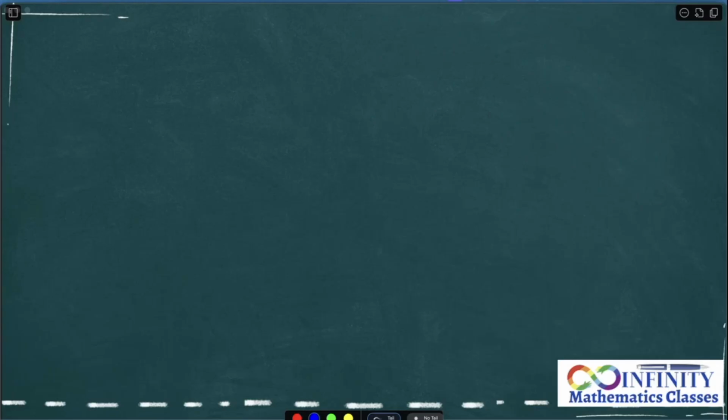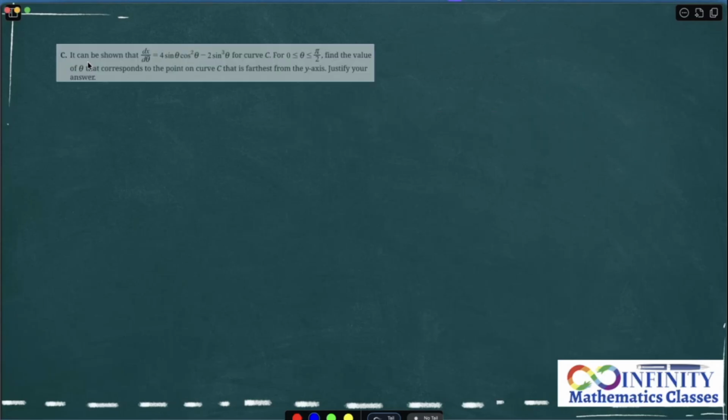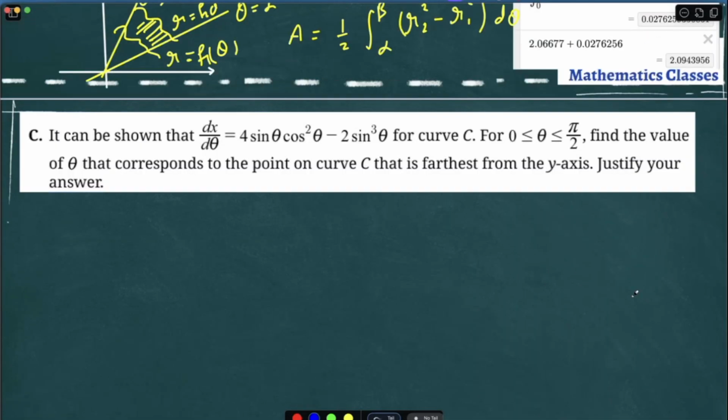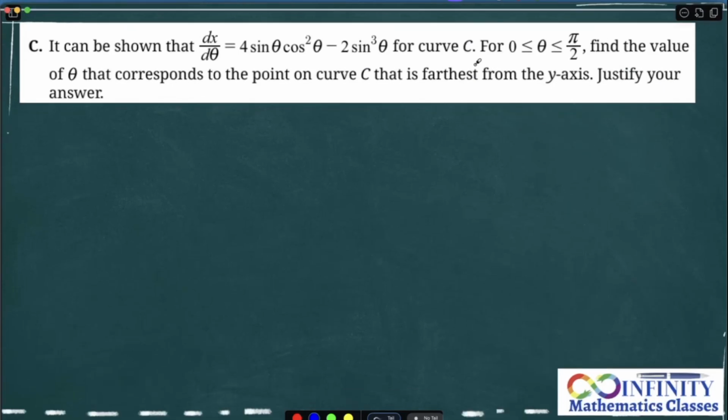In the C part, again, we are going to make use of Desmos. See, a calculator is allowed for you, so you should be able to make use of a calculator. They have given you dx over d theta for the curve C. And for theta from 0 to pi by 2, find the value of theta that corresponds to the point on the curve C that is furthest from the y-axis. That means the maximum value of x is required. We need to find the maximum value of x basically.